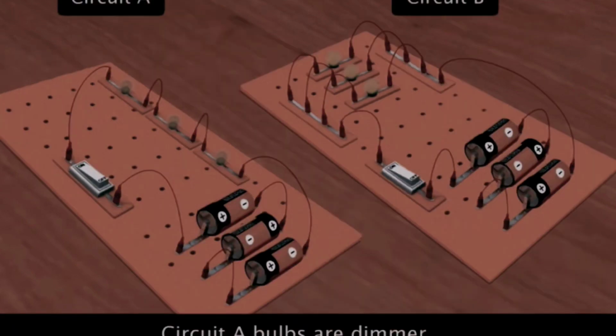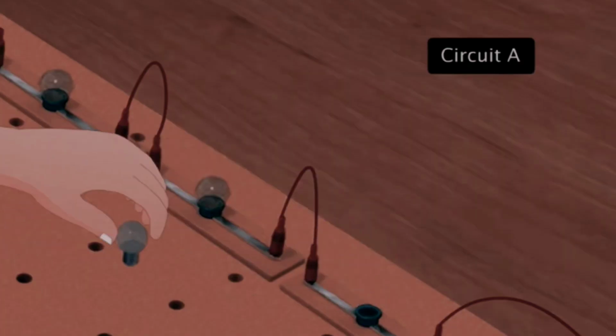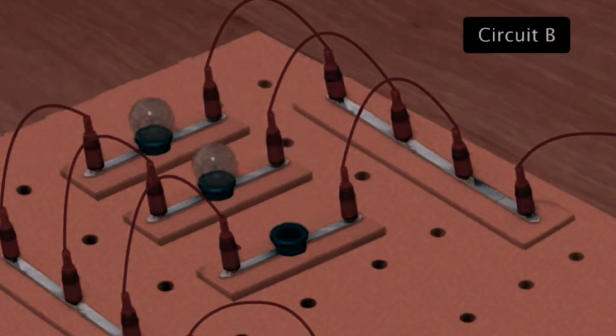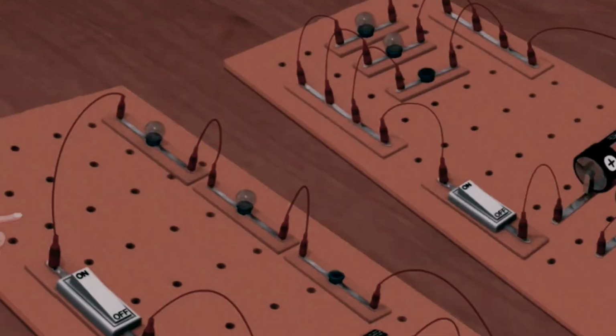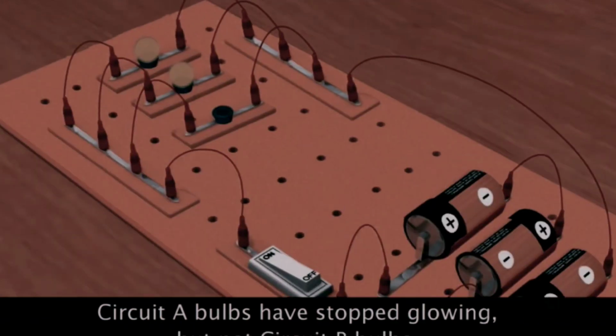The bulbs in circuit A are dimmer than the bulbs in circuit B. If a bulb is removed from each circuit, then the remaining two bulbs in circuit A stop glowing, but in circuit B they continue to glow.